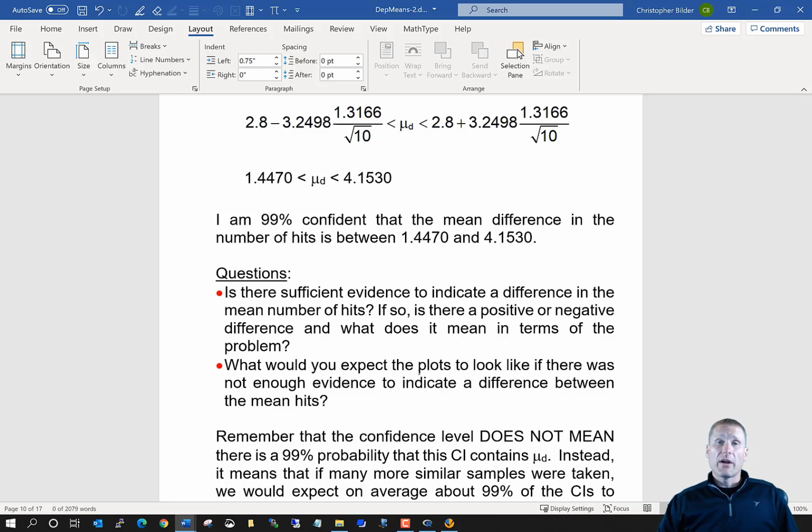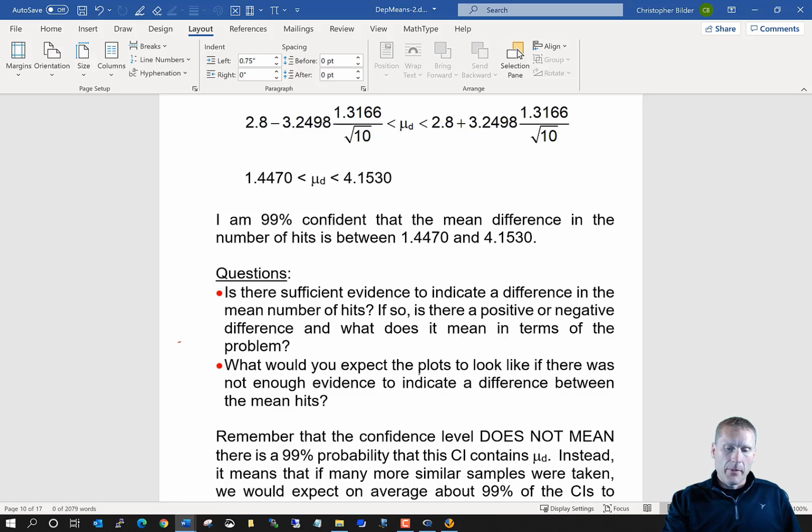Another way to phrase the interpretation is that in 99% of similarly constructed confidence intervals, meaning you go out, take a sample, get a confidence interval, go out, take a sample, get another confidence interval, and so on, 99% of these similarly constructed confidence intervals will contain this population mean difference for the number of hits.